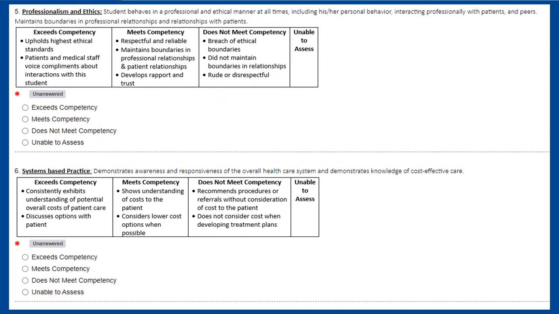Number 5 is professionalism and ethics. Did the student behave in a professional and ethical manner at all times, including in his or her personal behavior, interactions with patients and peers? Were they able to maintain boundaries in professional relationships and relationships with patients?